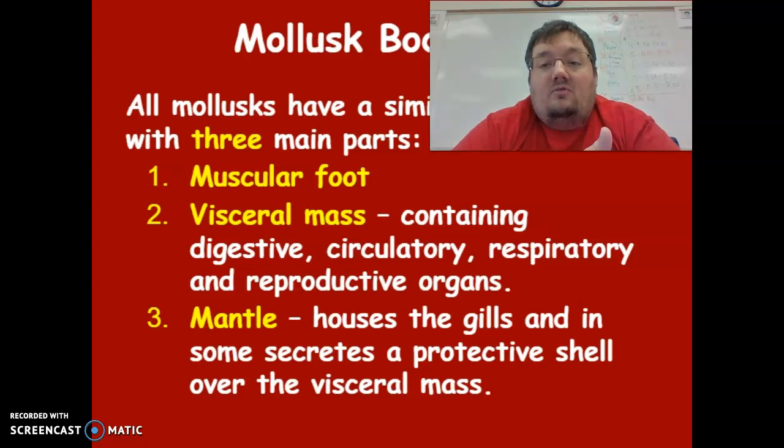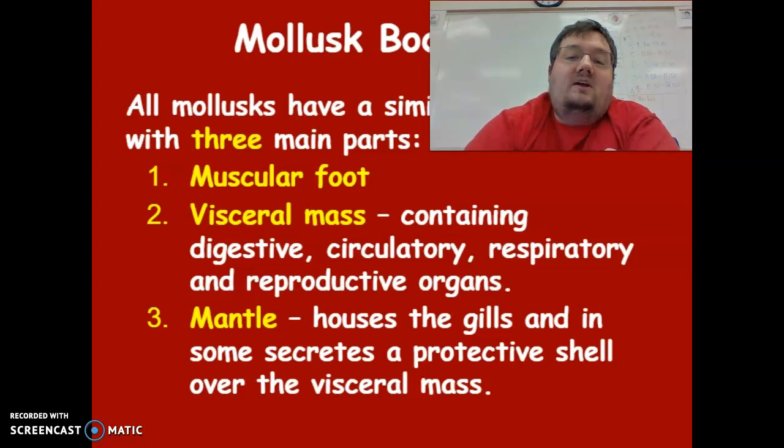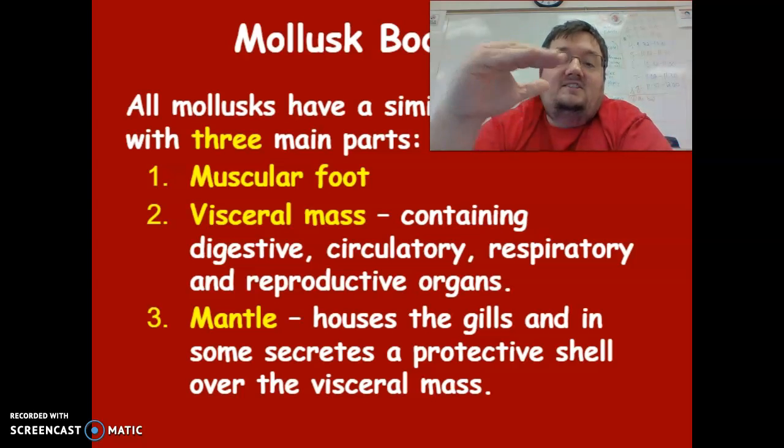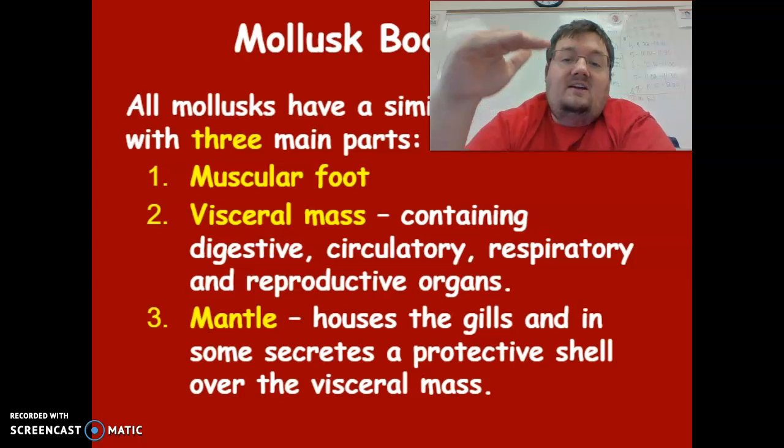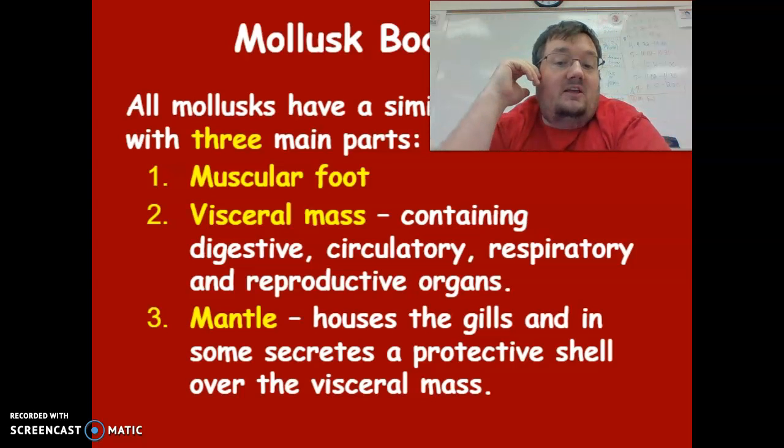And then they have the mantle, which, like I already said, is where the protective shell is secreted if they have a shell. This is over or on top of the visceral mass, and this is where the gills are housed as well. So the foot's the bottom, the visceral mass is the middle, where all the organs are basically. Then the mantle will be the top, where the shell is secreted and where the gills are.